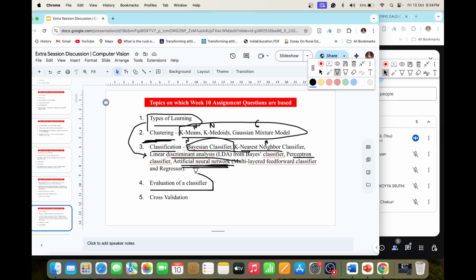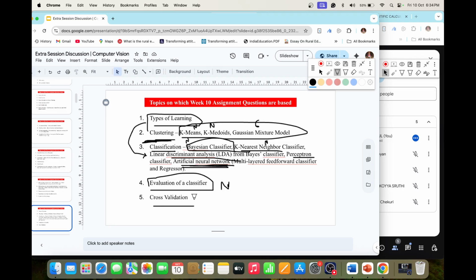And then evaluation of classifier, again important from your numerical point of view. For example, if you are given a confusion matrix, just calculate all those parameters like precision, recall, F1 score, etc. Again I have discussed it in detail. You can just check what a confusion matrix is and what all those evaluation parameters of a classifier are.